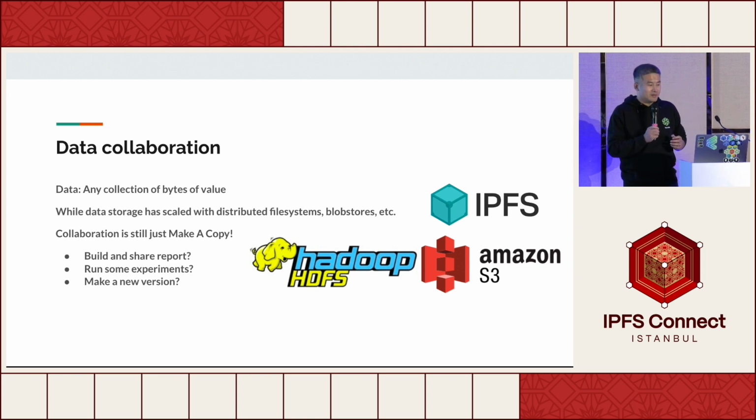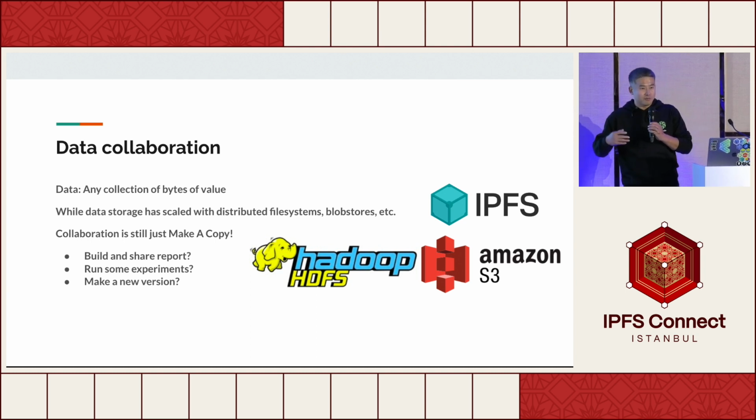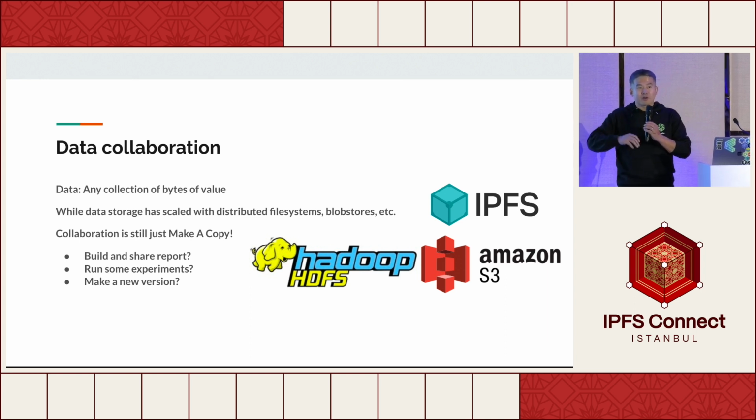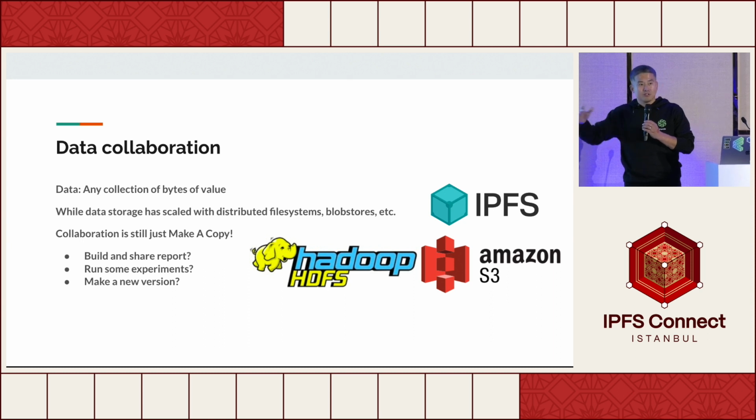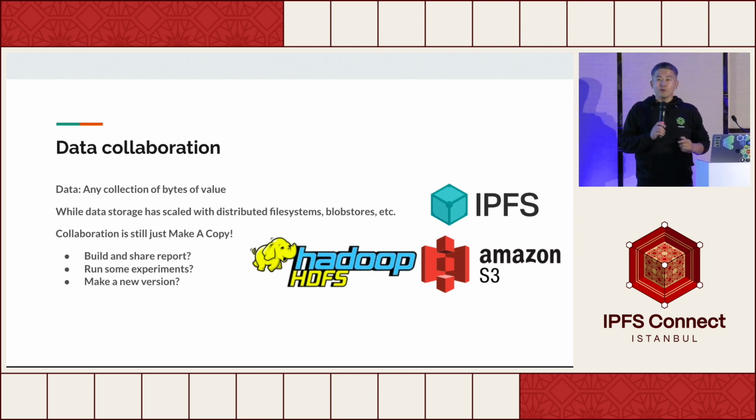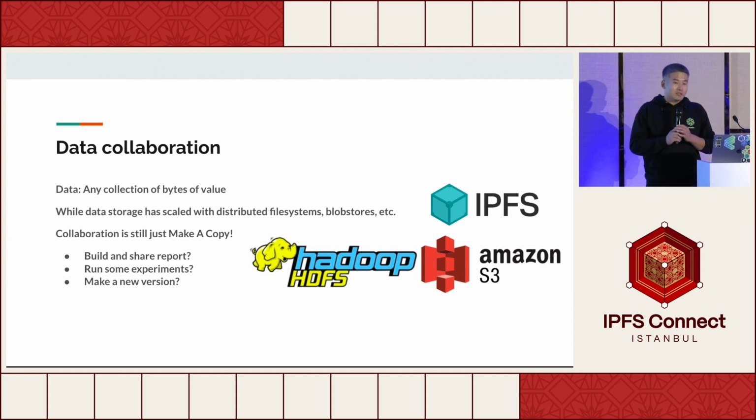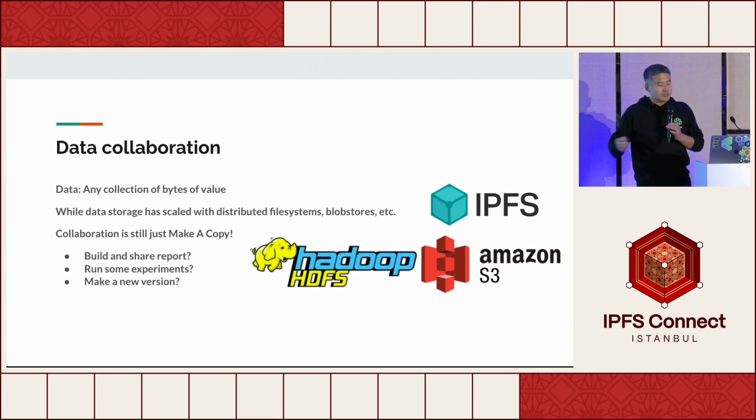But for data collaboration, data is any collection of bits of value. For the past maybe 10 years, as far as I know, in China lots of big internet companies have a very huge data size and huge distributed storage, like Alibaba Cloud. Lots of internet companies have their own data centers with distributed storage, distributed file systems like the Google File System, with many different implementations. But data collaboration till now is still copy and paste. If you want to collaborate on some data, you need to copy and paste the data. As you can see here, Hadoop HDFS and Amazon S3.